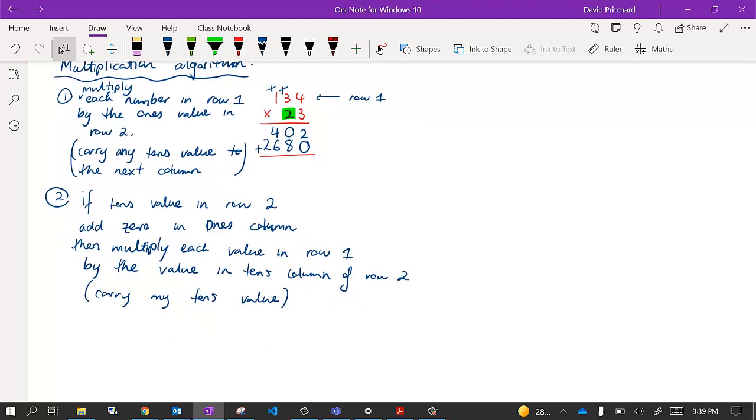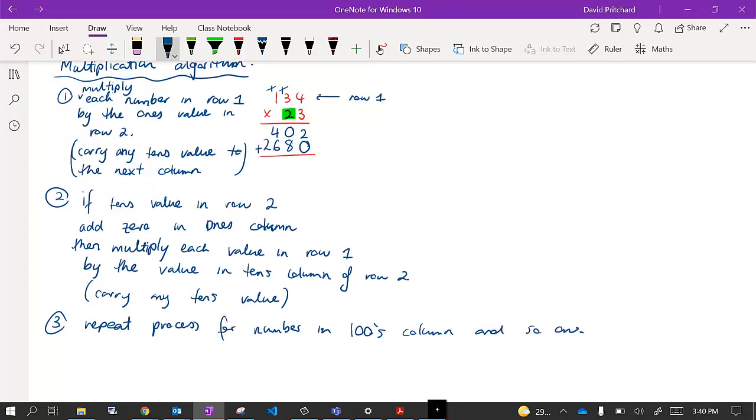Now, of course, if there's a number in the hundreds, we'll have to do the same thing. So we want to repeat the process for the number in the 100s column and so on. So we could make this as long as we like. And the last step is that we want to add the totals. So I'll add these up now. 2 plus 0 is 2. 0 plus 8 is 8. 4 plus 6 is 10. So we can carry the 1. 1 plus 2 is 3.